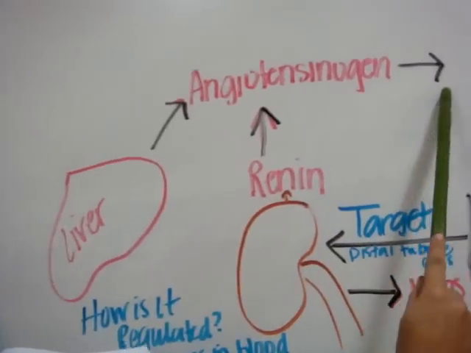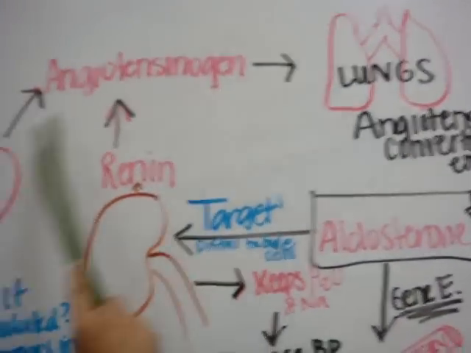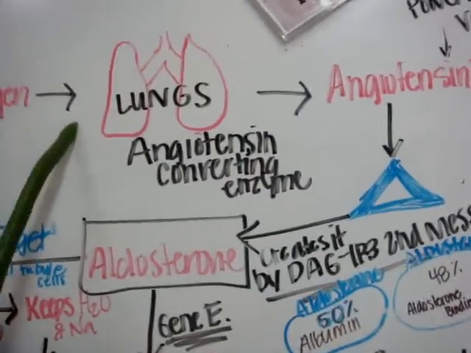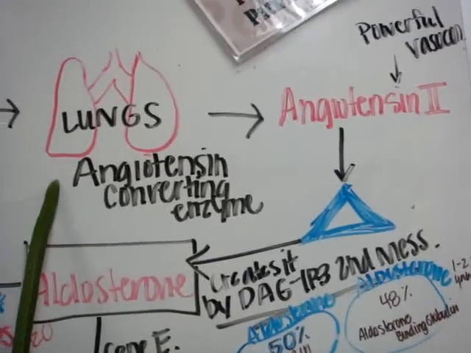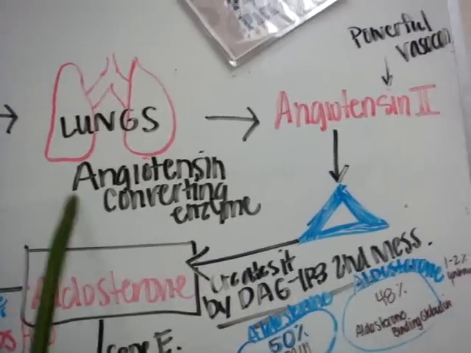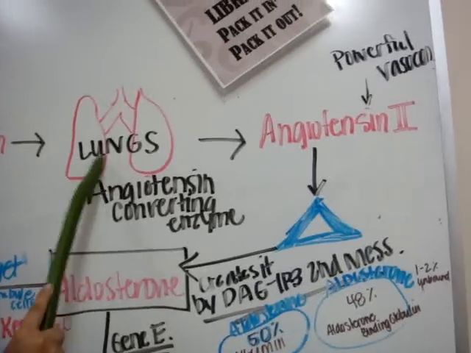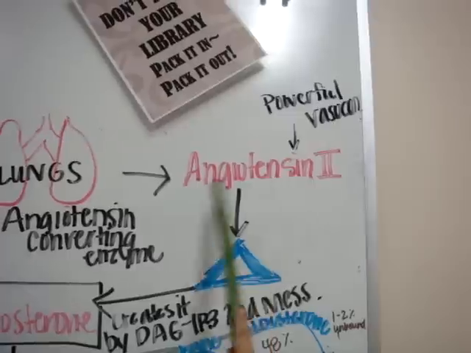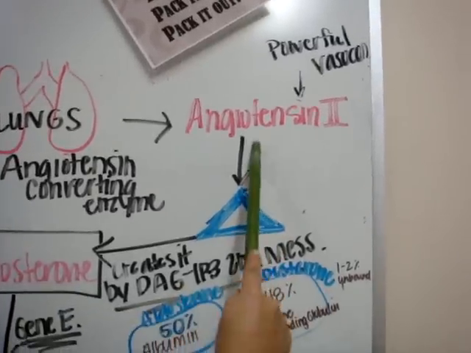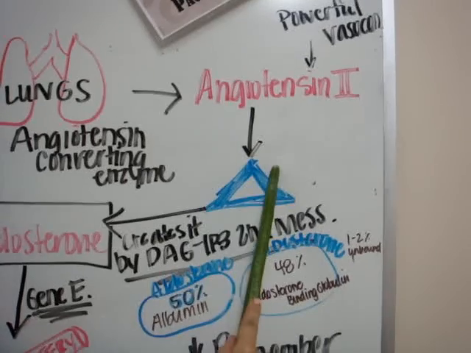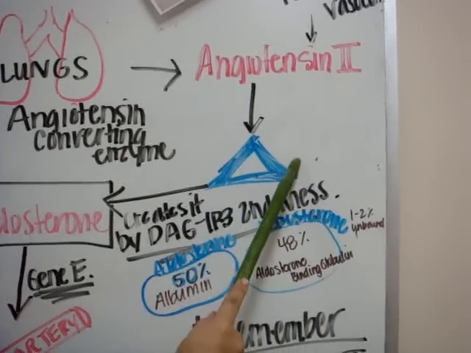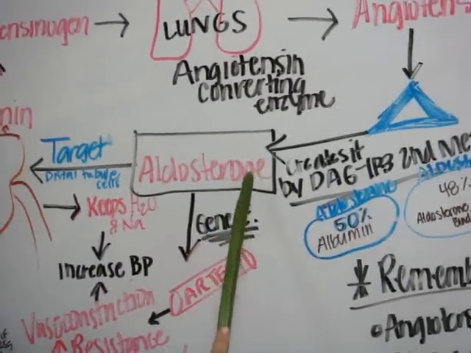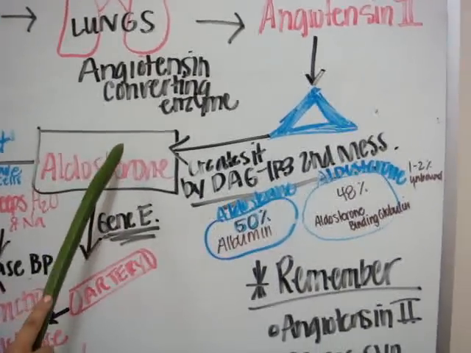Angiotensinogen is made in the liver, and it goes to the lungs, where it's converted to angiotensin 2 by angiotensin converting enzyme, which is ACE. That's found in the lungs, and from there it becomes angiotensin 2. This is a powerful vasoconstrictor, and it then stimulates the adrenal gland, the zona glomerulosa, to produce aldosterone, and it does so through the DAG-IP3 second messenger.